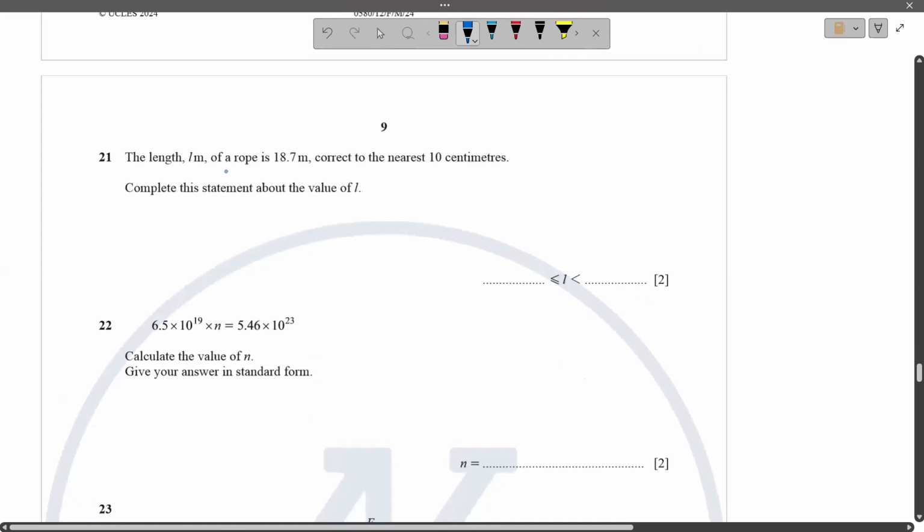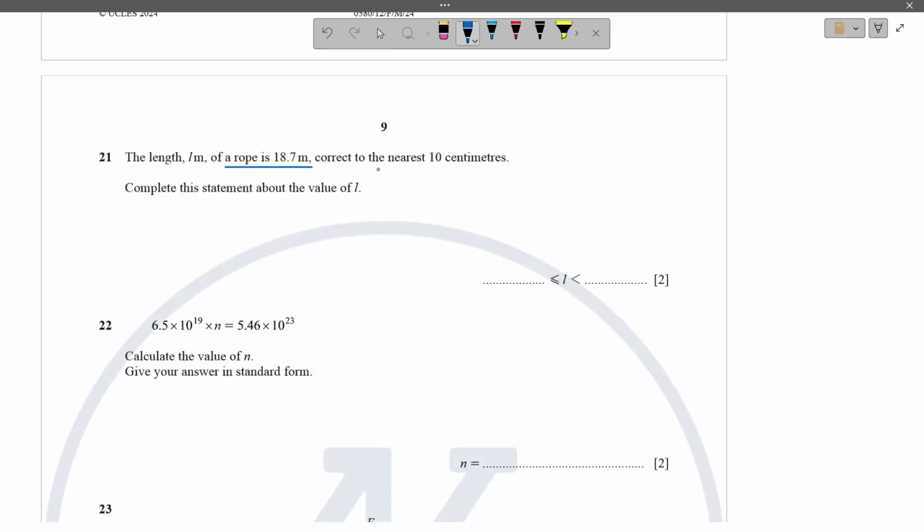Question 21. A rope with length 18.7 meters, correct to 10 centimeters. So first step, I need to change 10 centimeters to meters, which is 0.1 meter. Then second step, divide by 2, 0.05. Add and subtract 0.05. So it's 18.65 and 18.75.